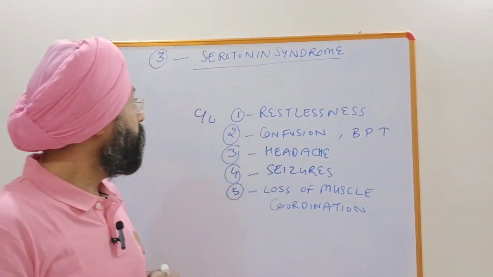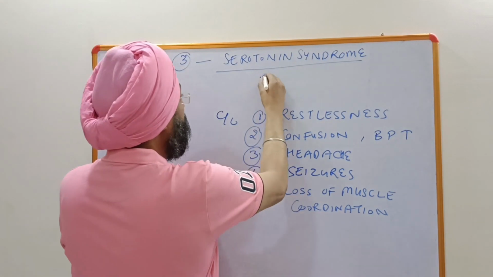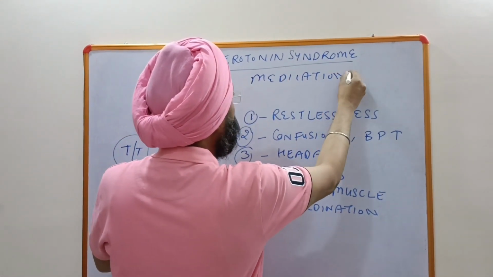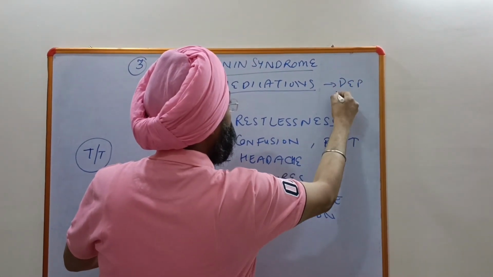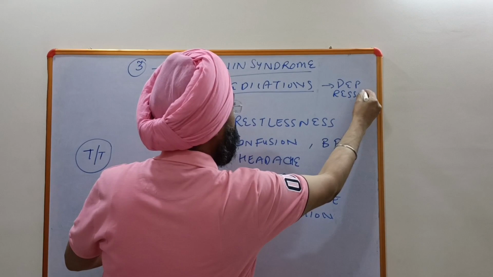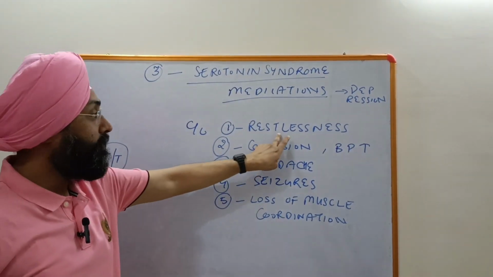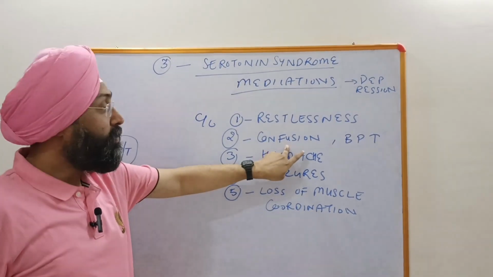Now coming on to the third disorder, that is known as serotonin syndrome. It is due to medications, right? Medications for the treatment of depression and seizures, right? So the patient will exhibit symptoms of restlessness because of the high serotonin levels, right? There will be confusion in the patient.